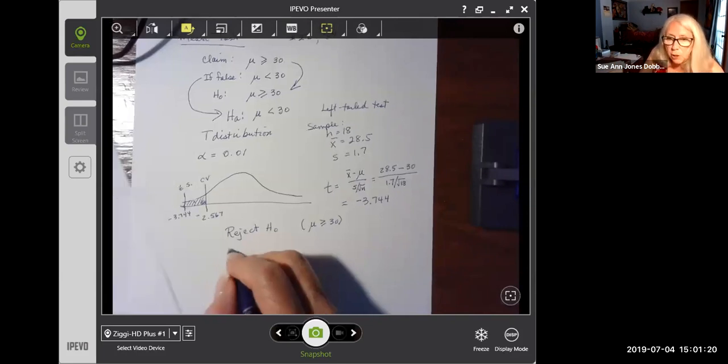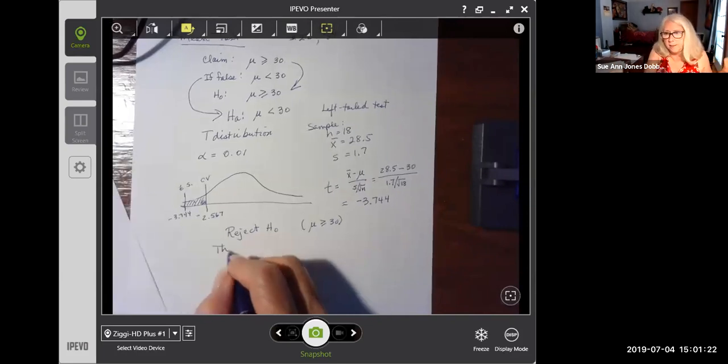My conclusion, whoops, sorry, I hit my keyboard.